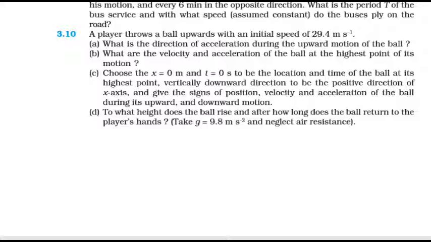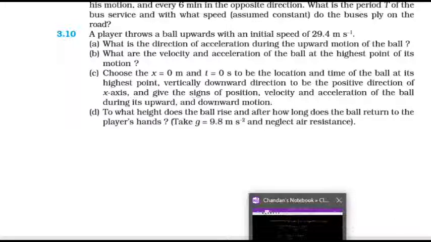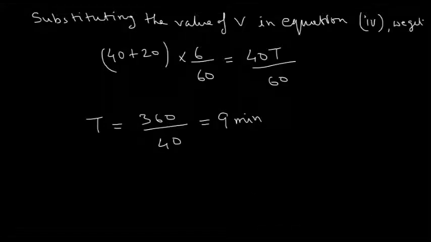D. To what height does the ball rise and after how long does the ball return to the player's hand? Take g is equal to 9.8 meter per second square and neglect air resistance. So we can start with 3.10.